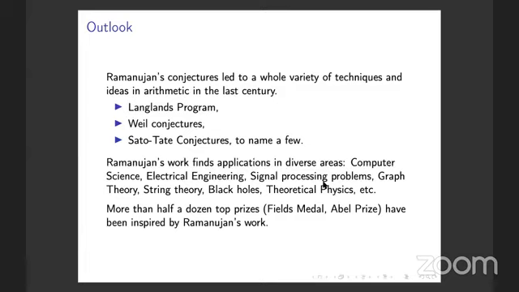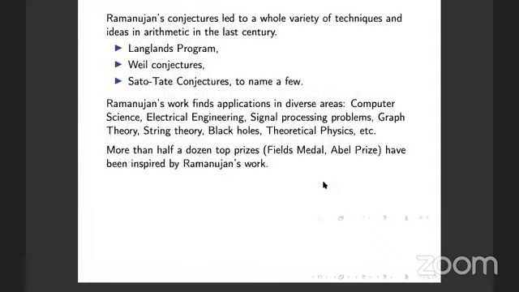And in mathematics, there are these top prizes, the Fields Medal and the Abel Prize. More than half a dozen, in fact I would say close to 10 prizes, combining Fields Medals and Abel Prizes, have been inspired by Ramanujan's work. People who got the Fields Medal or Abel Prize, their work was heavily influenced by or had connections to Ramanujan's work. So you can see from this what a lasting, indelible effect Ramanujan's insights and mathematics have had and will continue to have in the years to come.